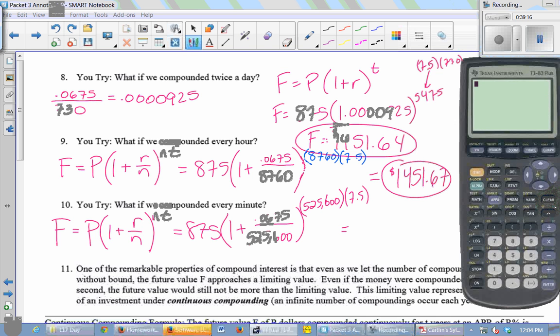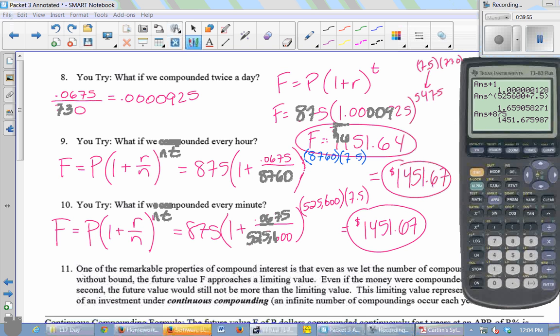So now I'm going to type this into my calculator bit by bit, following the order of operations and not rounding anything. So I take my 0.0675 and divide by 525,600 plus 1 raised to the, and in parentheses I should multiply 525,600 times 7.5, and then times 875, and I get 1451.67.